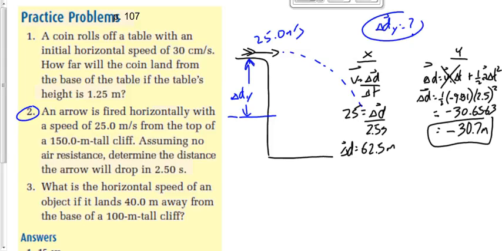How far, the distance the arrow will drop in 2.5 seconds, isn't that 30.7 meters? Technically, distance is a positive value, right? Because it's a scalar. If you make it negative, I'm going to accept that. The displacement is negative, the distance is positive.